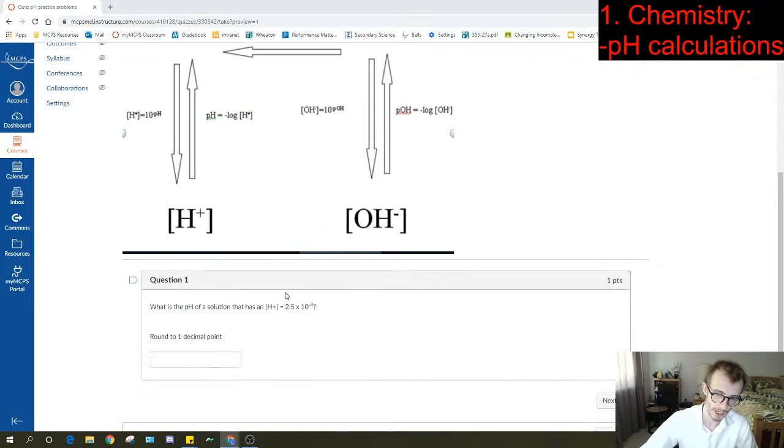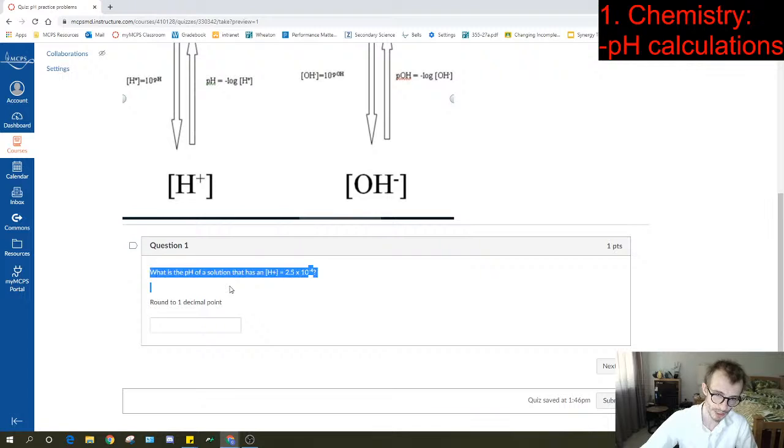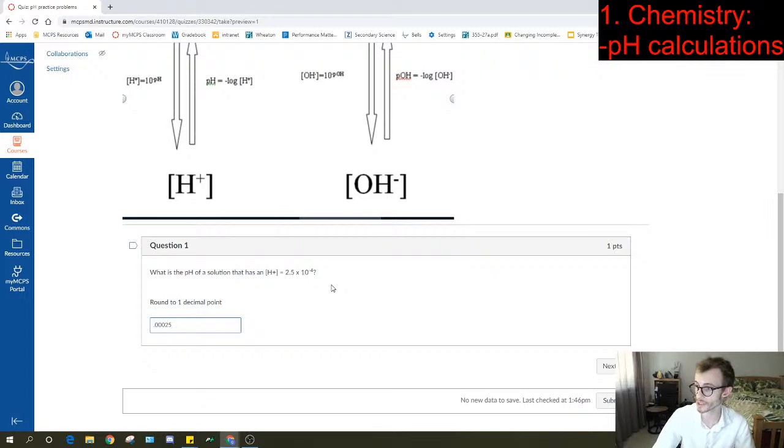But yeah. Okay, so here's the problem. What is the pH of a solution that has an H plus concentration of 2.5 times 10 to the minus 4? Okay, so this number is annoying and small and hard to write. And so instead of using the whole number, if I was to write this number out by itself, it'd be 0.00025, I believe. That's an annoyingly small number.